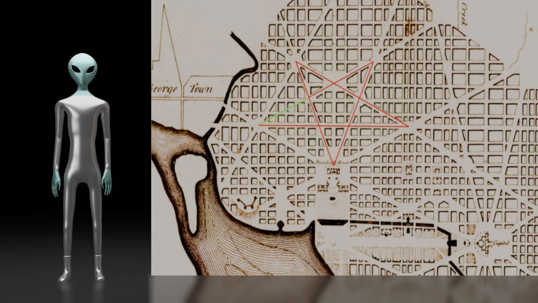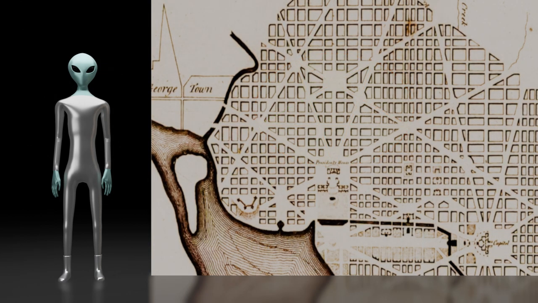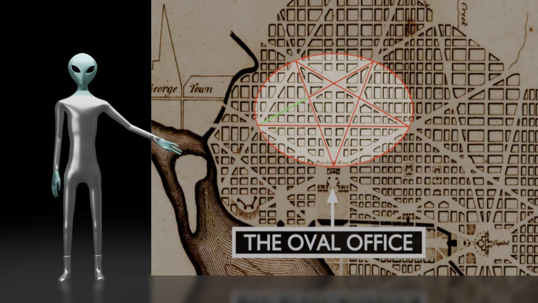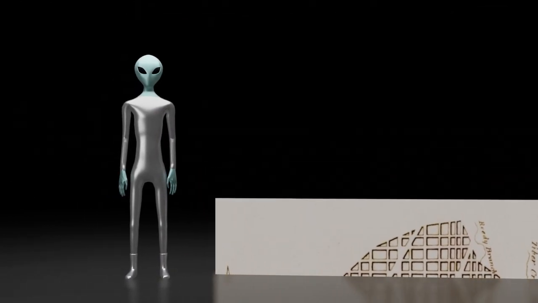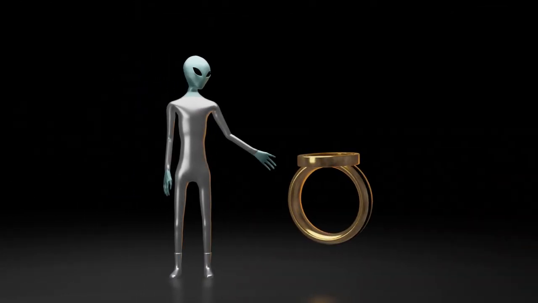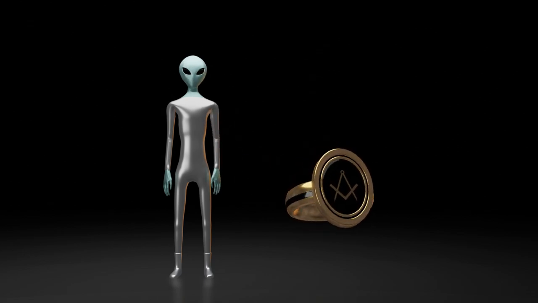I came to understand that the star in fact conforms to an oval, and the bottom tip of the star highlights the location of the Oval Office. This satanic beast mark symbolism is why the White House has an Oval Office. The Masonic ring is part of this satanic family circle symbolism.